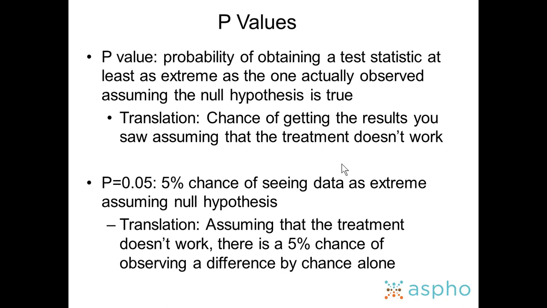So p-values. A p-value is the probability of obtaining a test statistic at least as extreme as the one you actually observed, assuming the null hypothesis is true. So what does that mean really for us? It means what's the chance that you saw the result you did, assuming that the treatment doesn't work? So a 5% p-value means that assuming that the treatment doesn't work, there's a 5% chance of seeing the result you saw by chance alone. So this becomes important.